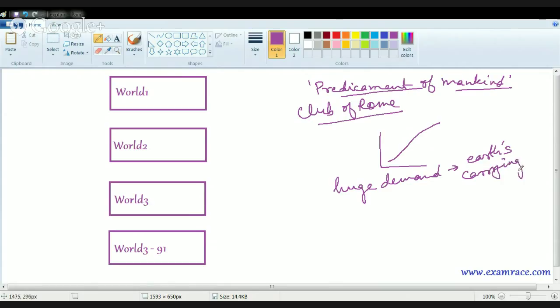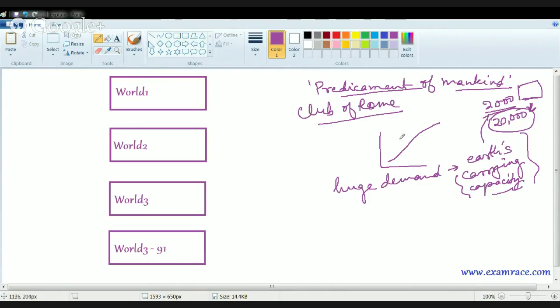What does the word carrying capacity mean here? Carrying capacity is basically the number of people a place can sustain, say 200 people. That's the carrying capacity of that place. If we bring in 20,000 people there, that land will not be able to sustain them, and there would be huge demand on the carrying capacity.